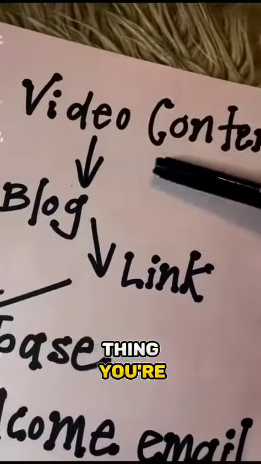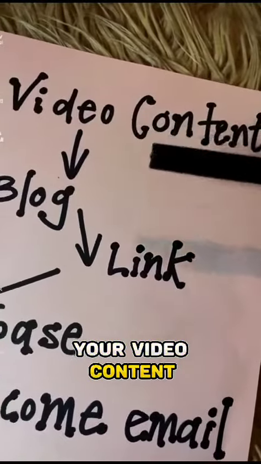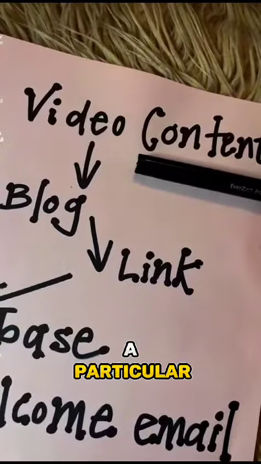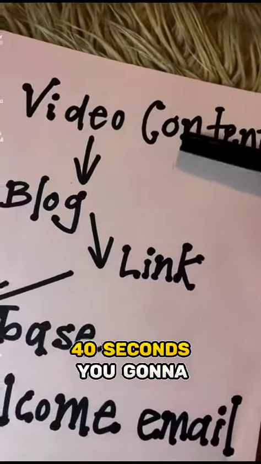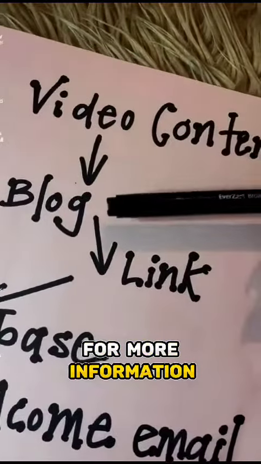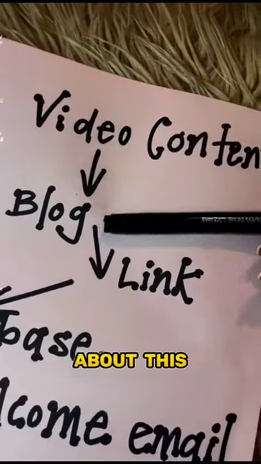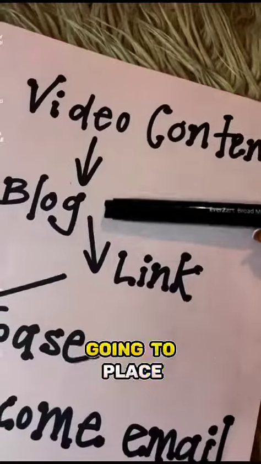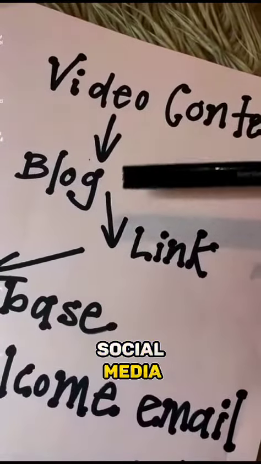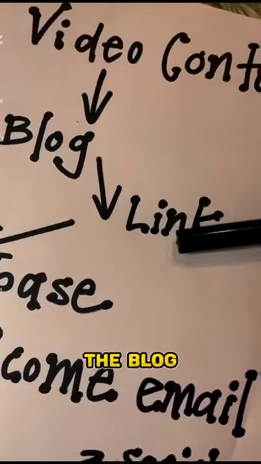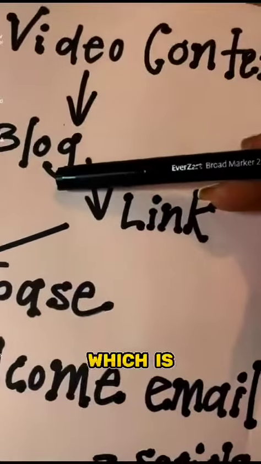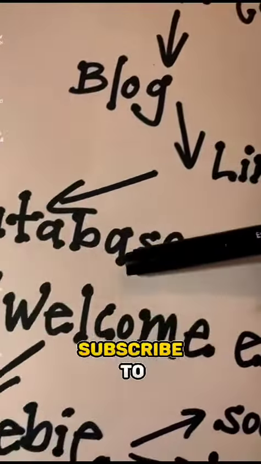The thing you're going to do is make your video content about a particular topic, and you want to make that short and sweet, maybe 30 seconds, 40 seconds. You're going to say, for more information, check out the blog I've just written about this. And you're strategically going to place that blog on your social media after you've posted the video. When they go into the blog, embedded in the blog, you're going to put a link, which is going to allow them to subscribe to your database.